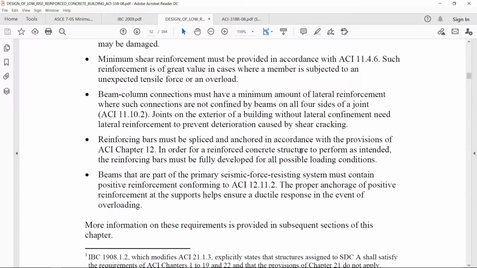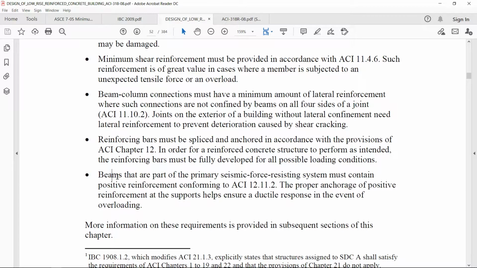In order for a reinforced concrete structure to perform as intended, the reinforcing bars must be fully developed for all possible loading conditions. That means your development length, whenever it is specified, should be specified properly. And what I will suggest is, please check the output of your software. Wherever development length is there, you should verify manually.